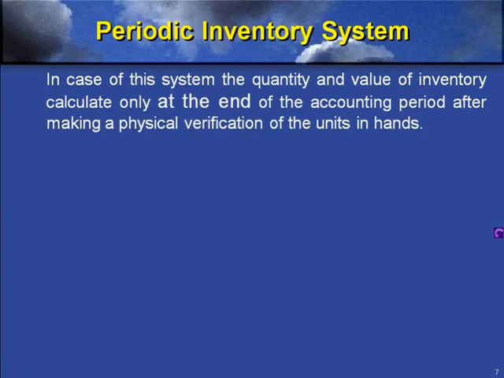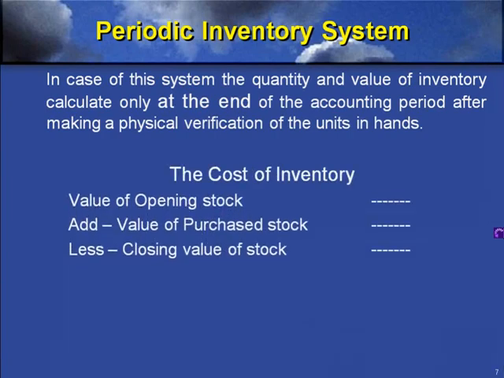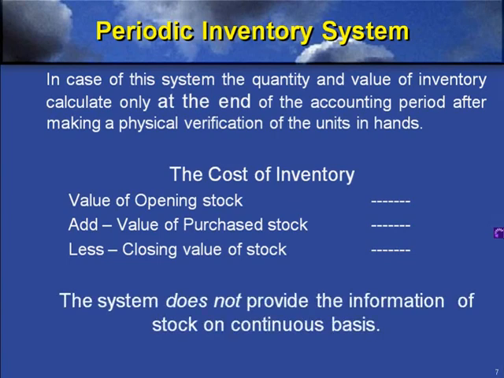And for this we use the sequence. First we take the opening stock, then we add how much we purchased as stock, and finally what we are keeping as closing stock. The difference is known as inventory valuation at the end of the day. The system does not provide the information of stock on a continuous basis. This is actually the drawback of the system. The system provides the information about quantity as well as value, but at the end of the year, it will not give you the information on a continuous basis.